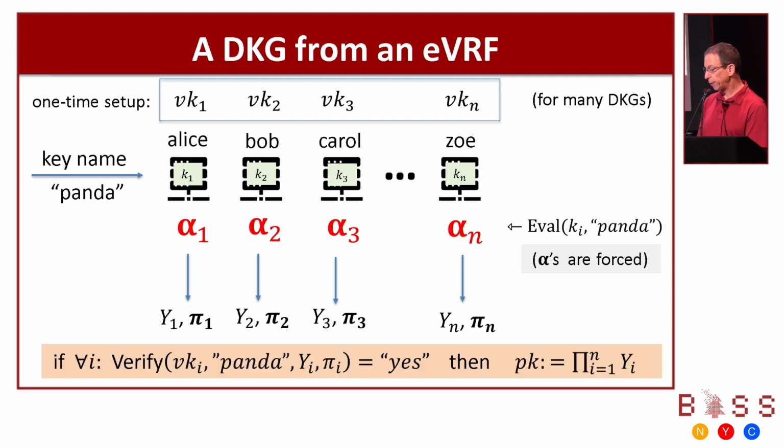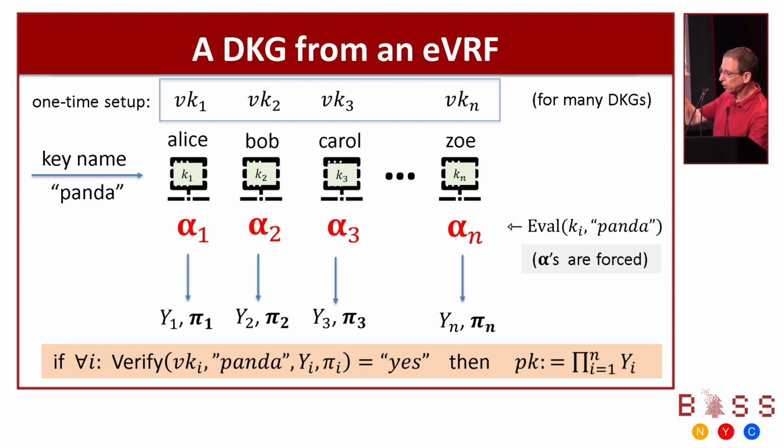Now, everybody can verify that these values, these yi's, really are consistent with the eVRF, and now we define the public key as the product of all the yi's. This eliminates all the attacks that we talked about so far, because there is no choice for the participants. Their complete participation in every DKG from now on until the end of time is completely dictated by the public key that they committed to at the beginning of time.